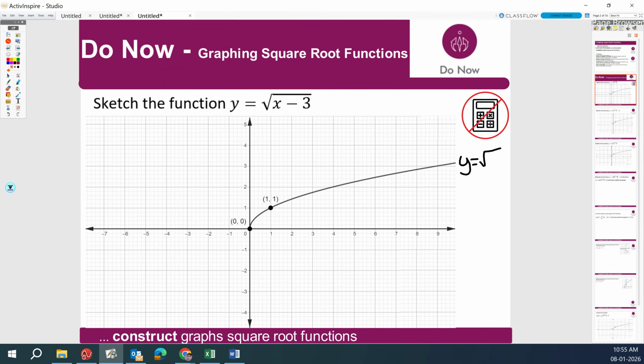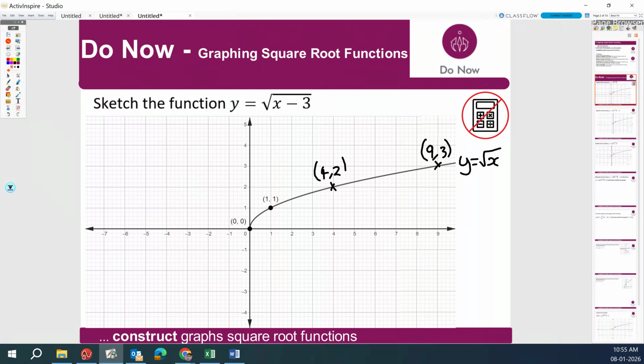You want to be familiar with some points along this function. So it starts at 0, 0. This is the most important point. This is the vertex. And then it goes through 1, 1. And look at this point, it's going to go through here, 4, 2. If you think about your square numbers, our next one's going to be here at 9, 3. These are useful points. We need to sketch the function root x minus 3.